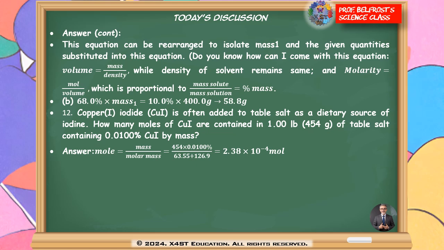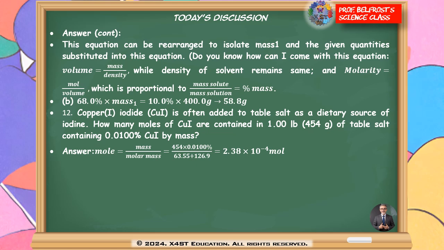in a very specific way to get the formula that I show you, because we know that volume is actually mass by density, and the density of the solvent remains the same. So molarity can be written as mole by volume, and this is proportional to mass of solute by mass of solution, which is actually the percent mass. That is how I derive this equation. By using this equation, it's now very easy to find the initial mass. The initial mass is 58.8 grams.